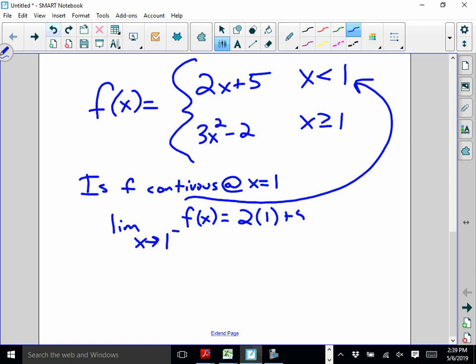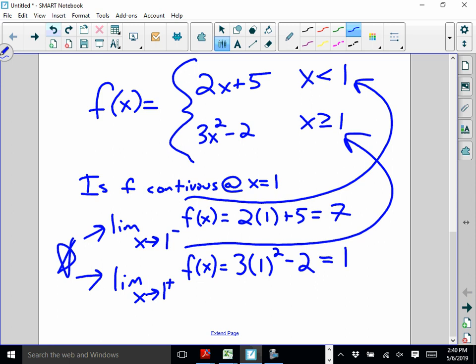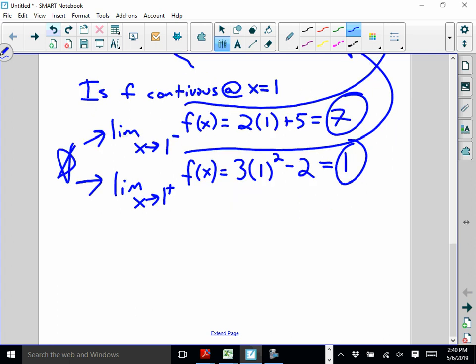For the right-hand limit then, and again, they need this notation. You can't just plug it in without this notation. You have to have these two things. Very important. Shows you really know what you're doing. For the right-hand limit, I'm going to plug into this one, where x is greater than or equal to 1. And I'll get 3 times 1 squared minus 2. That's 3 minus 2, which equals 1. So the right-hand limit is 1. The left-hand limit is 7. They're different. Therefore, the limit as x goes to 1 does not exist.